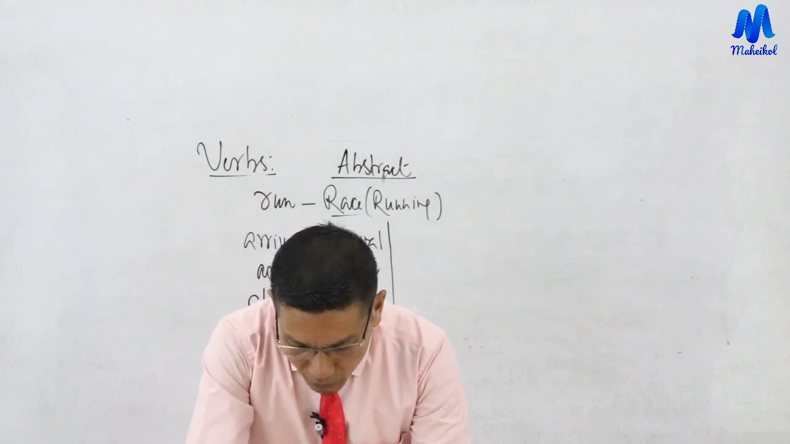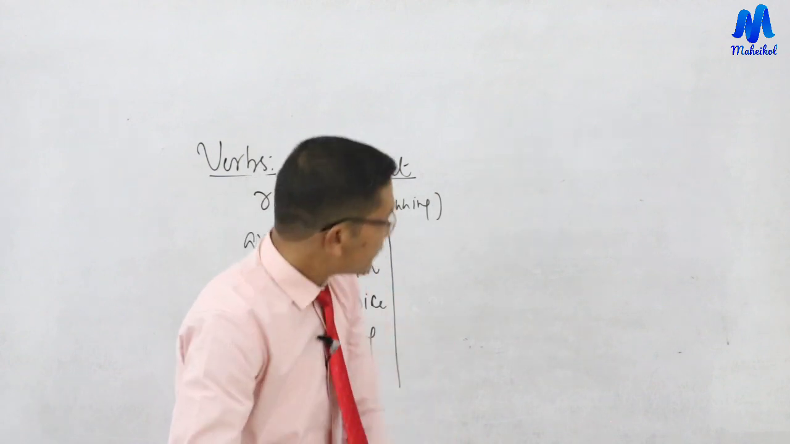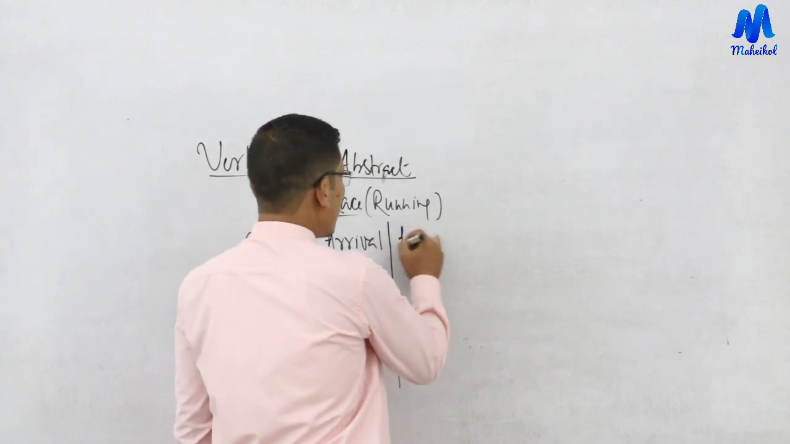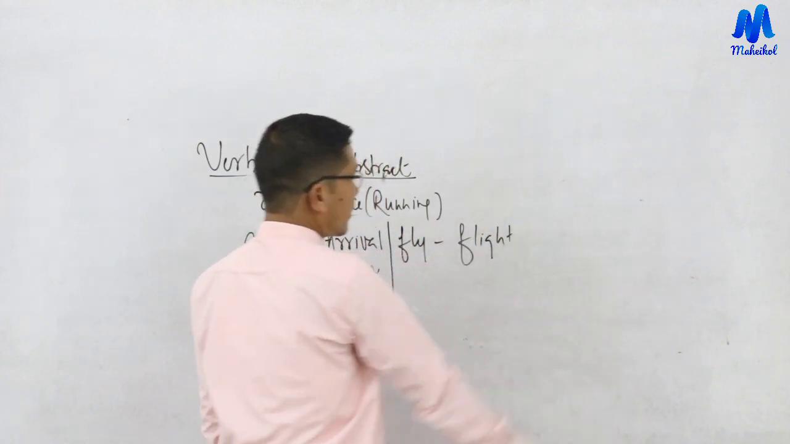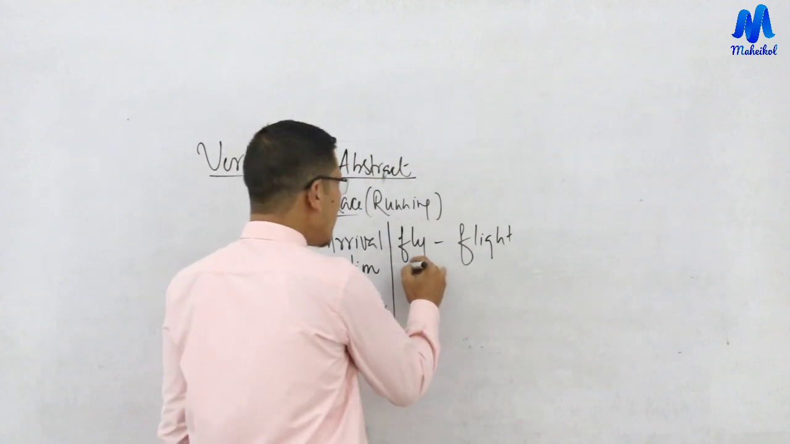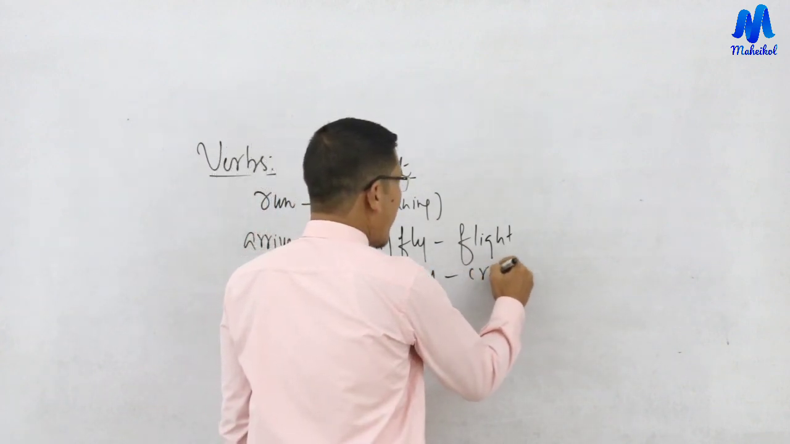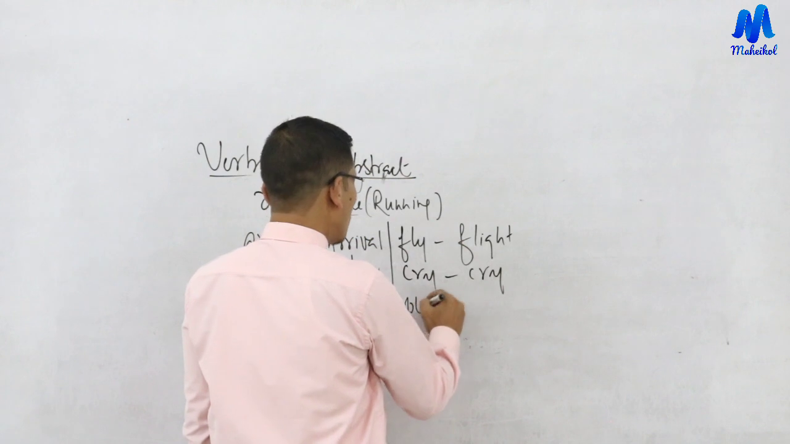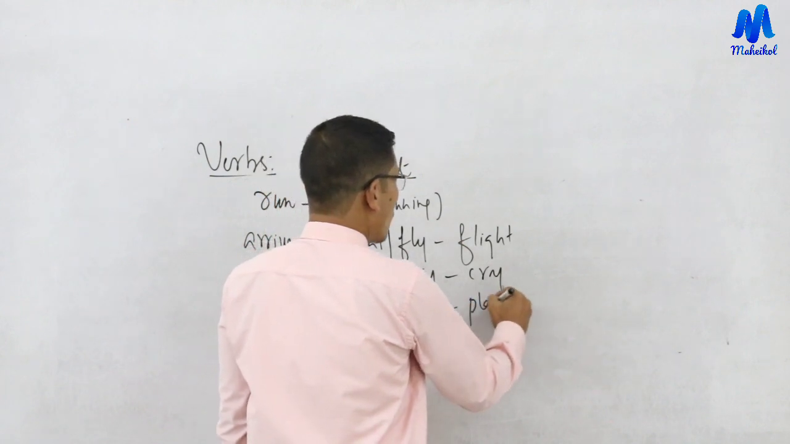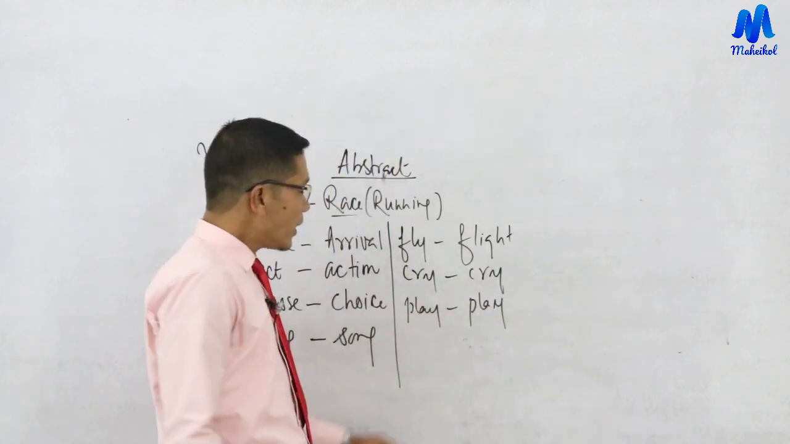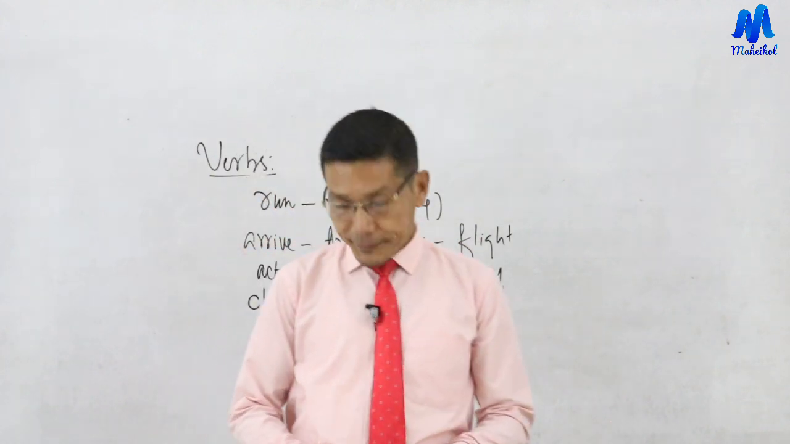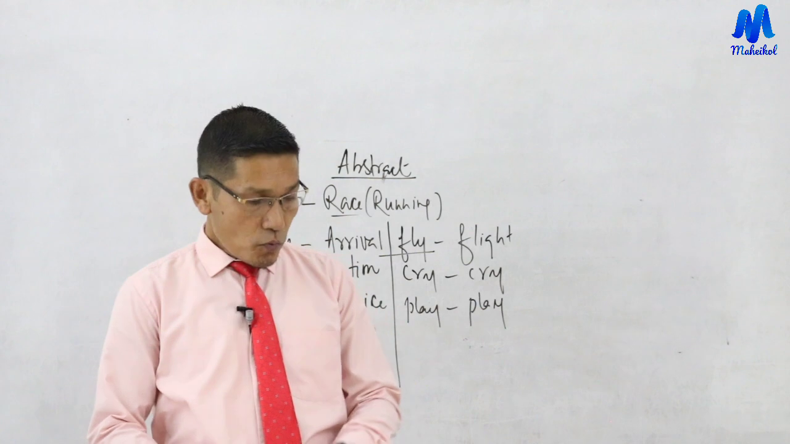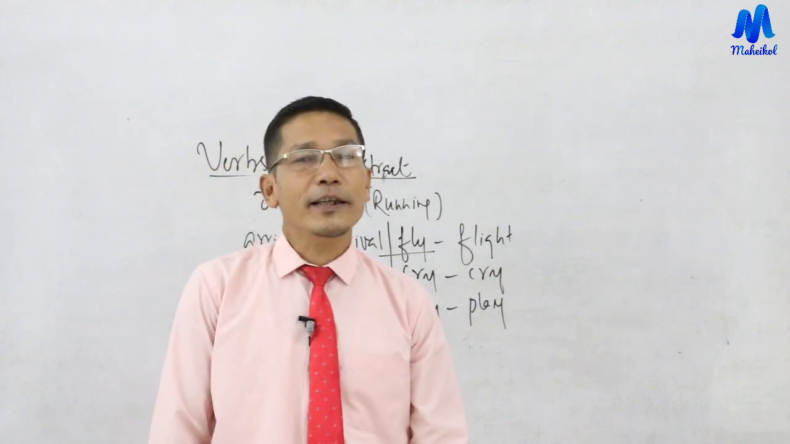Abstract nouns: the flight, for example. And cry, have a cry. Play, have a play. Abstract nouns can be made from verbs. Fly: I'm flying to Delhi with some of my friends tomorrow.